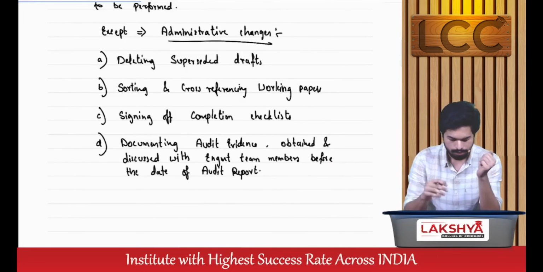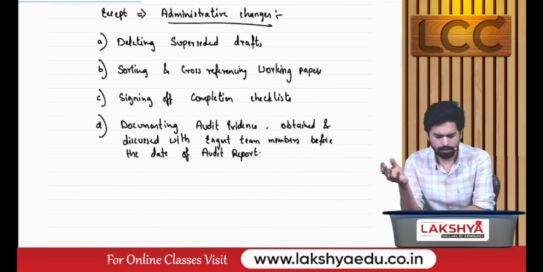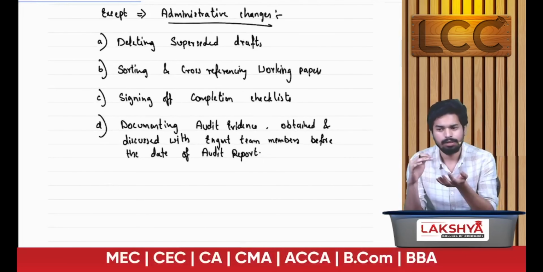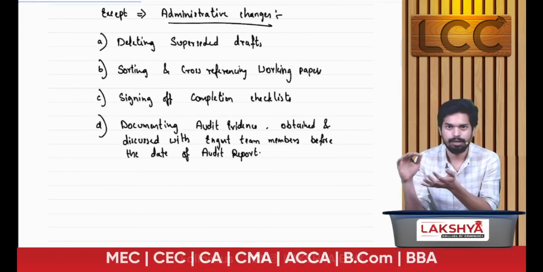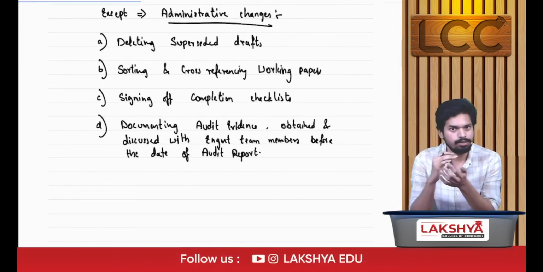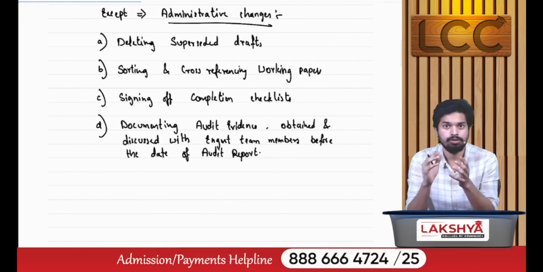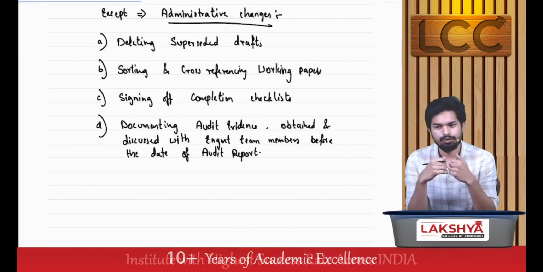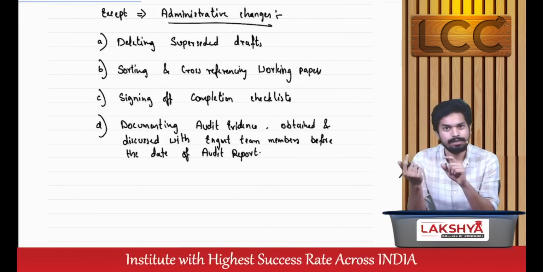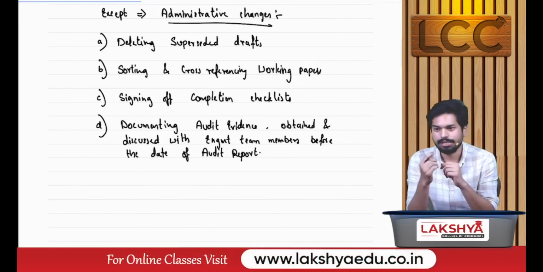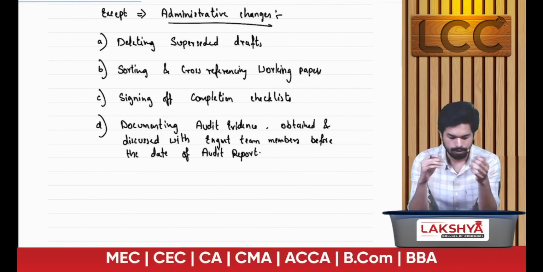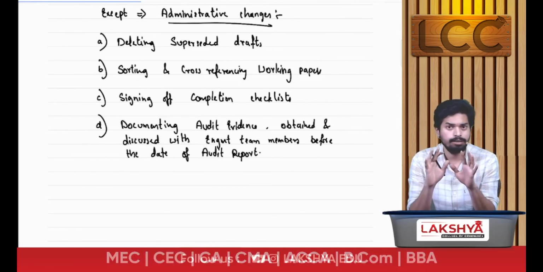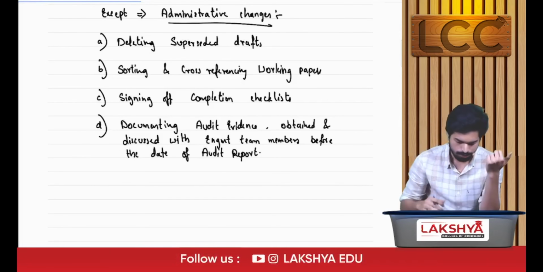This you can do. Like this, sorting and cross-referencing working papers, like you are sorting all the assets records in one folder, all the liabilities records in one folder, etc., which is what sorting is. And cross-referencing the working papers, nothing but you may refer a sale transaction with a debtor transaction, a purchase transaction with the creditors transaction, like that. Those are the administrative changes that you can perform.